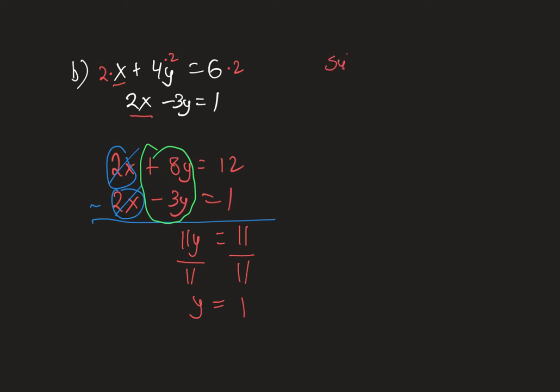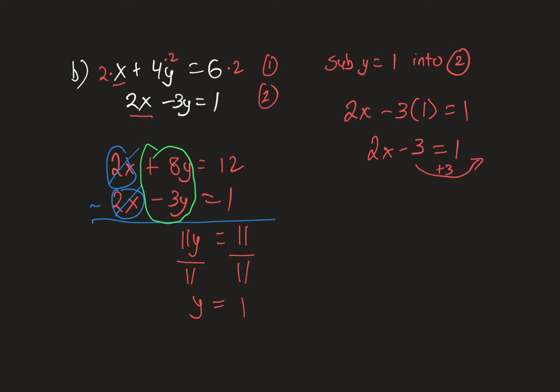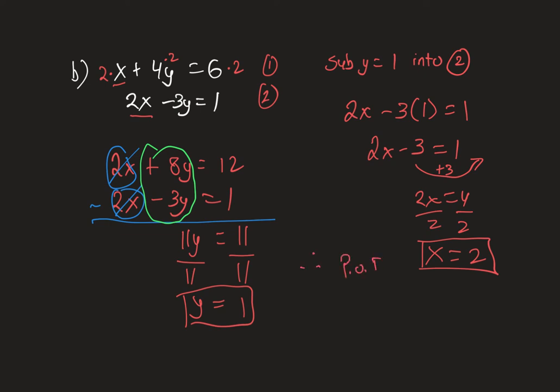Step 3, I'm going to sub y is equal to 1. Let's label this equation 1 and equation 2. Let's put it in the second equation. Okay. So 2x minus 3, and instead of y, I'm going to put 1. That leaves me with 2x minus 3 is equal to 1. Let's move the 3 to the other side, making it positive. So 2x is equal to 4. Divide both sides by 2. So x is 2. So therefore, always remember your therefore statement. The POI is 2, 1.